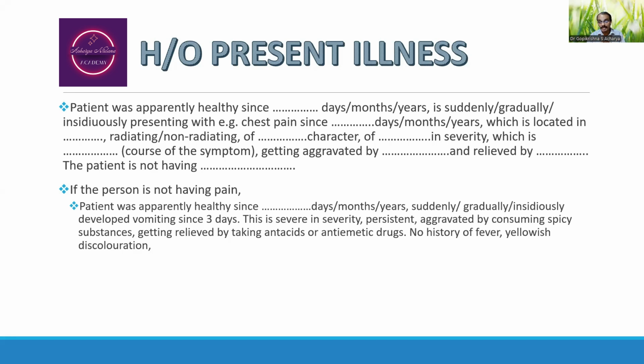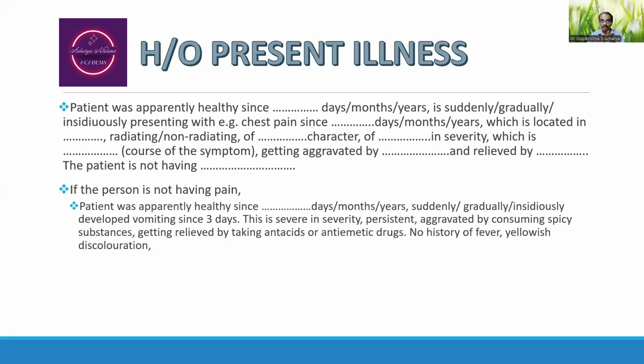Of dash in severity, mild, moderate, or severe in severity, which is improving or worsening or persistent, getting aggravated by the aggravating factors and getting relieved by the relieving factors, and the patient is not having the, that is documenting the negative history. If the person is not having the pain in that particular situation, this may be a probable template that can be used.